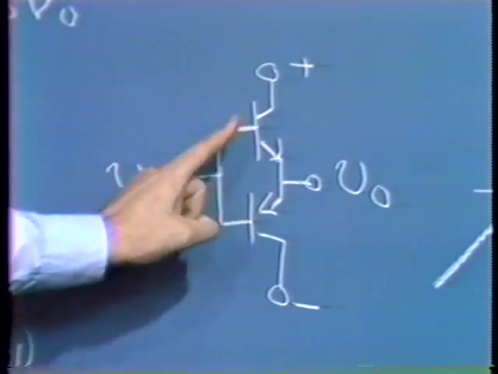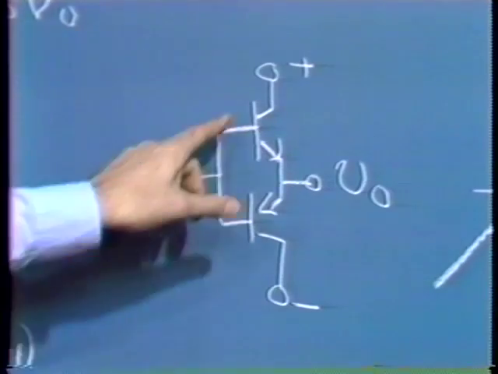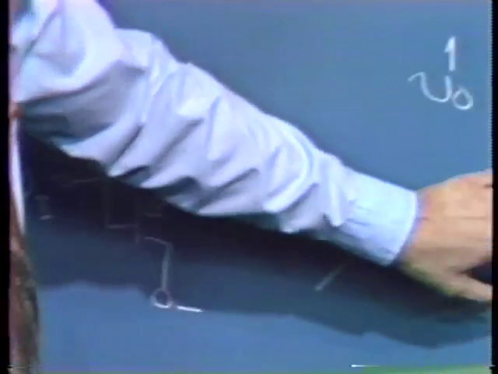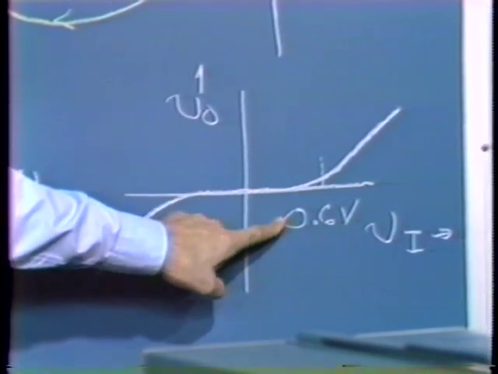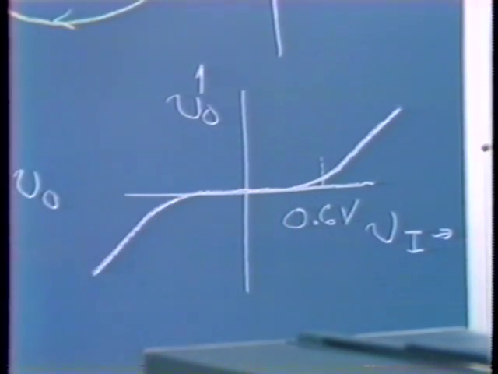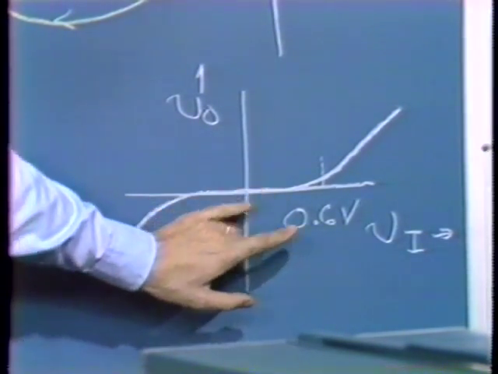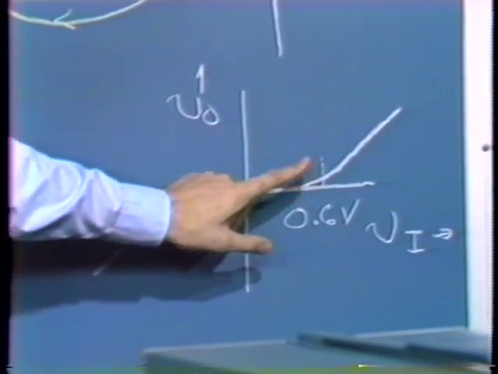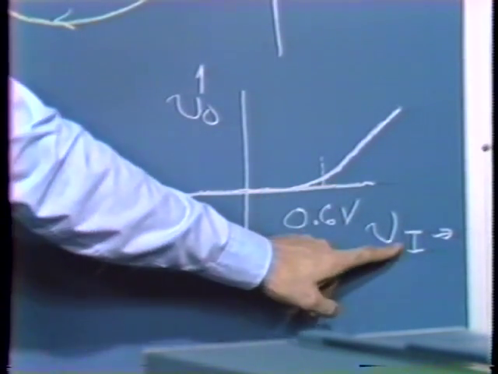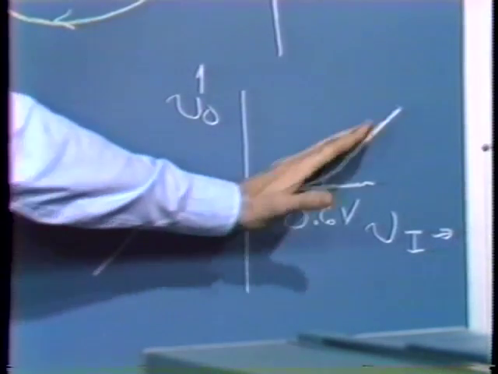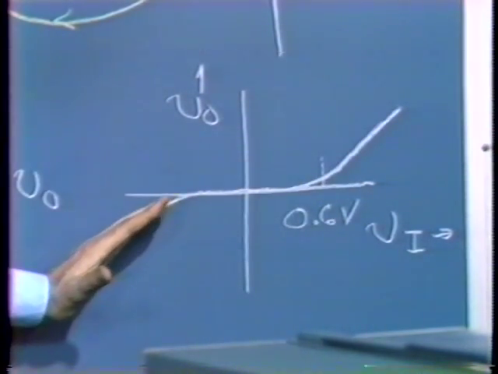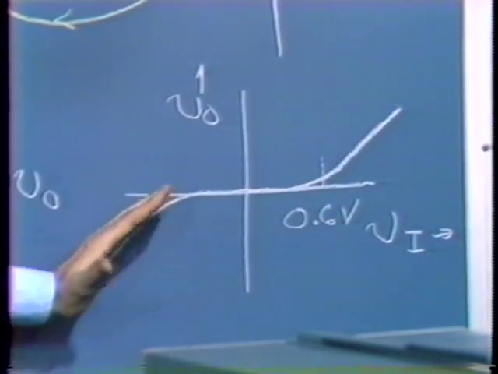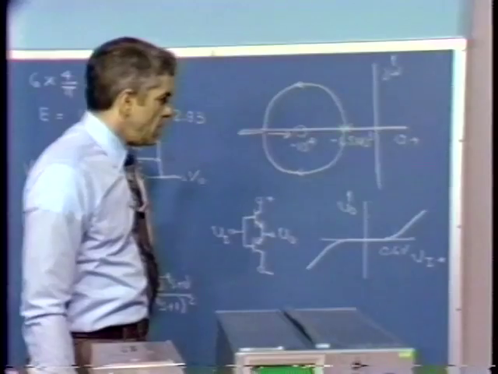And the forward drop associated with the emitter followers gives us a dead zone with a width of about 0.6 volts. For signals smaller than about 0.6 of a volt, if the transistors are silicon transistors, we have very little output. As the input gets bigger than about 0.6 of a volt, the output follows it, so the slope of the input-output characteristic for signals considerably larger than 0.6 of a volt becomes about 1.